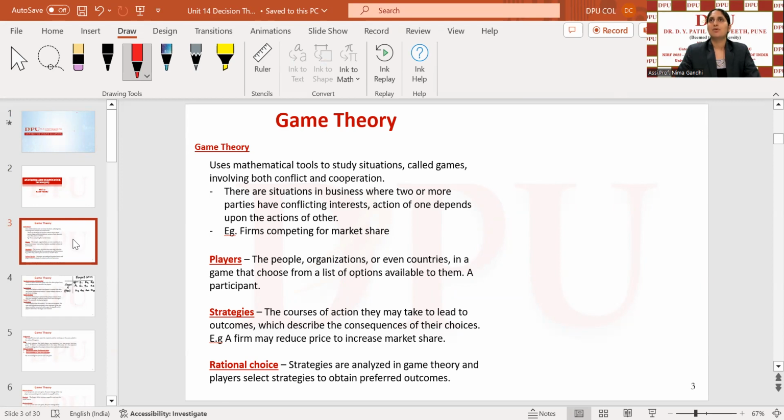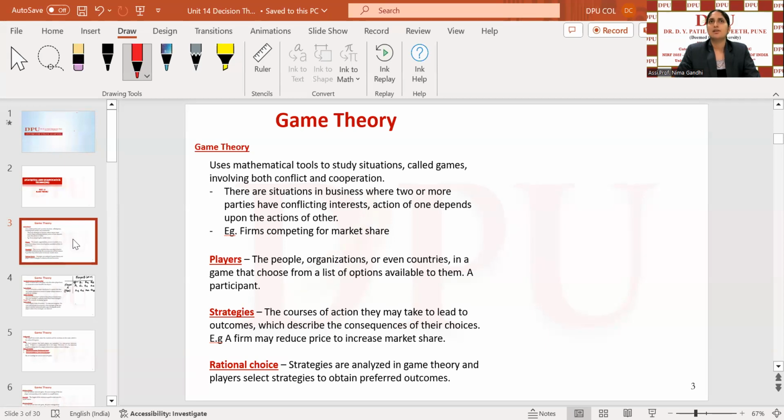So what is a game basically? You have two or more parties involved, and they have some common interest, and sometimes they have conflicting interest, and they come together and do something, or their actions are completely opposite to each other. So it depends on the situation what type of game it is, and you're studying that game and coming up with the solution. You're trying to find out the value for that game. Okay, so this is game theory.